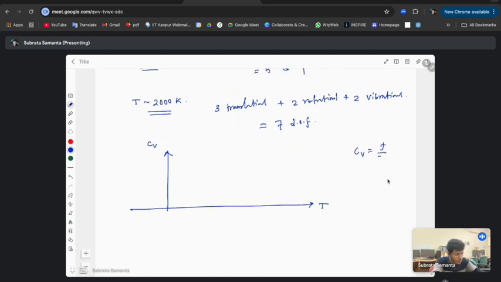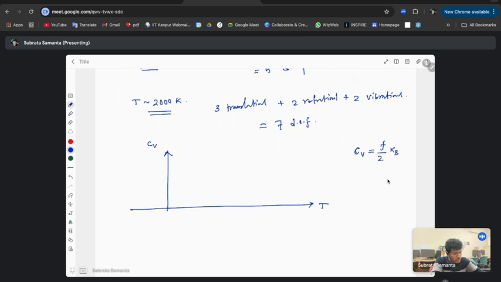So this is basically F by 2 kB. Okay, so F by 2 kB. And if we consider Avogadro number of particles, then F by 2 R.